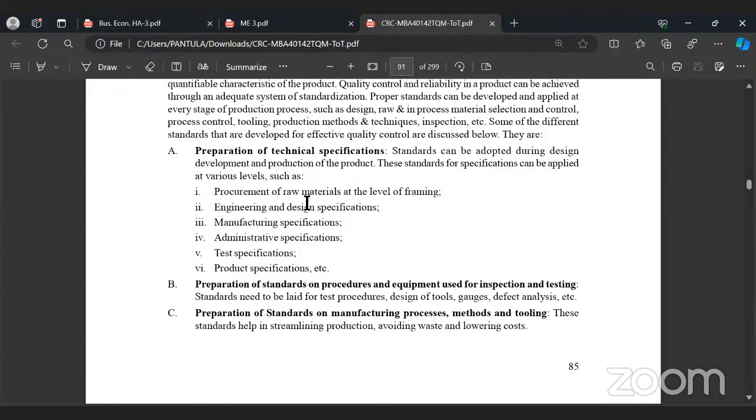So here, first is preparing technical specifications. They need to prepare standard specifications. In procurement of raw material, they go with some kind of rules and regulations. And engineering design specifications, manufacturing specifications, administrative specifications, test specifications, product specifications. So these are the preparation of technical specifications. They are going with some kind of standards. So I want the product of this grade only, we can accept. Otherwise, we can't accept.